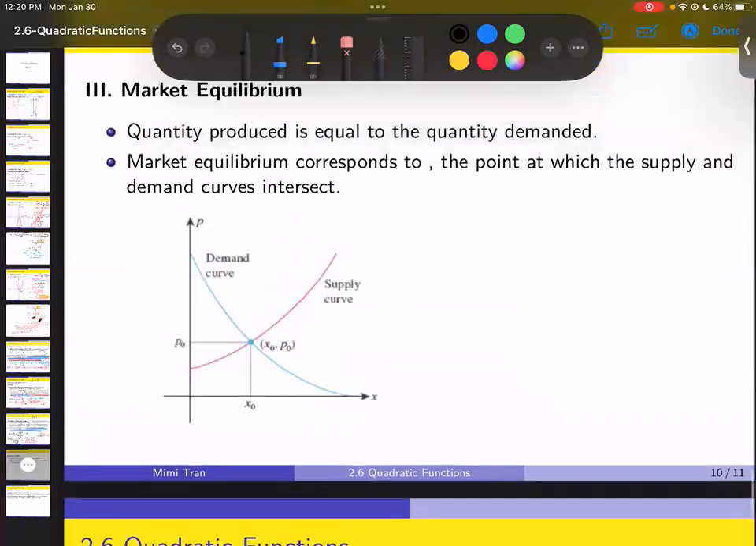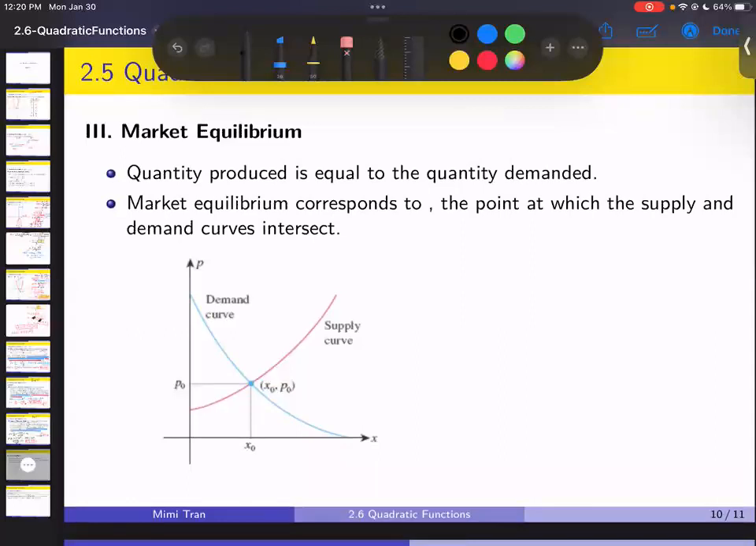Last one, market equilibrium. Market equilibrium is when the quantity produced is equal to the quantity demanded. It's kind of like break-even analysis, right? If the demand and supply are equal, the two graphs are gonna intersect. Right? They're gonna have the same height. So all you do is set them equal to each other and solve.